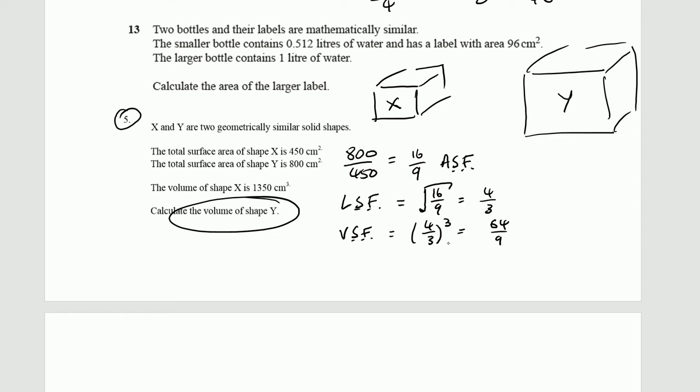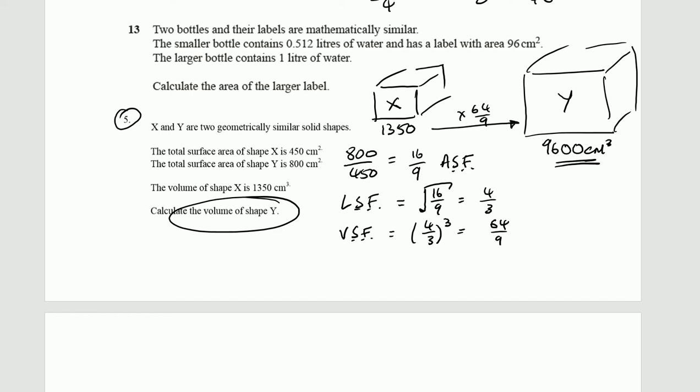So the volume of X is 1,350 cubic centimeters, and to get the volume on Y I'd have to multiply by 64 over 9. I'm expecting an answer that's bigger, and if I don't get an answer that's bigger, I know I should have divided. So 1350 times 64 over 9 is getting me 9,600. That answer seems sensible, so I'm happy with what I've done.